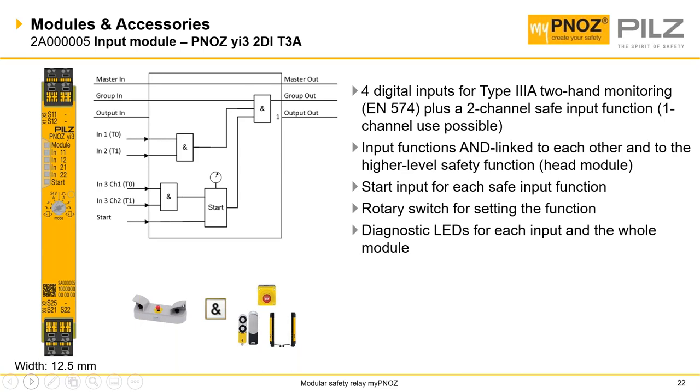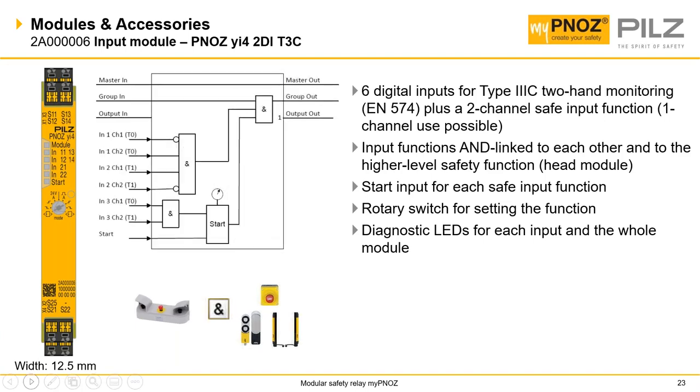This is the Type 3A two-handed controller module, PNOZ YI3 2DI T3A. It has four digital inputs for two-handed monitoring, in accordance with the EN574 standard, as well as a two-channel safe input function. Input functions are AND linked to each other together with the global emergency stop function. This is the Type 3C two-handed controller module, PNOZ YI4 2DI T3C. The only difference between this and the previous module is it has six digital inputs for two-handed monitoring. Everything else remains exactly the same.